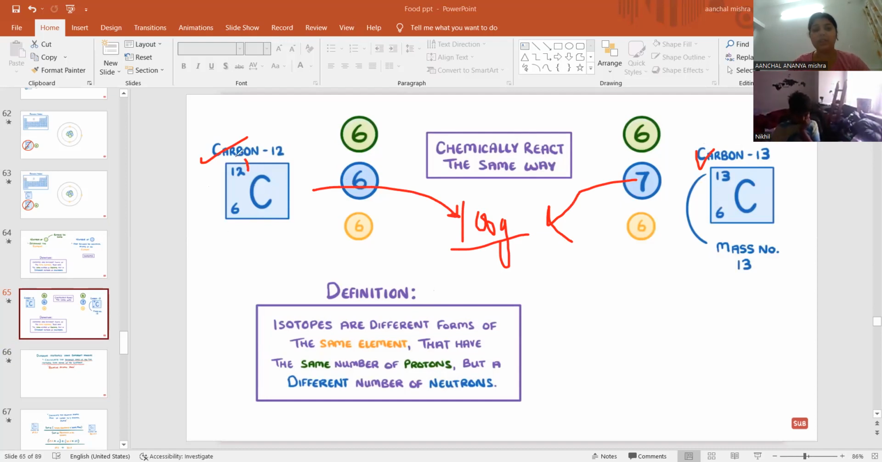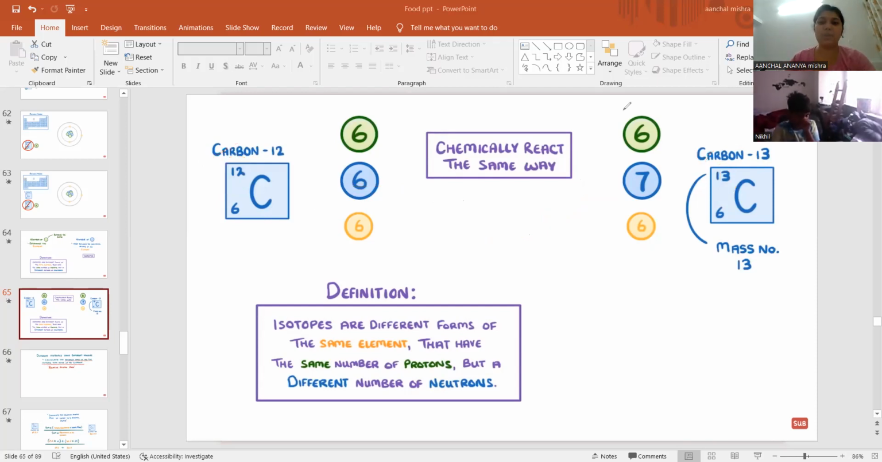Do you think the atomic masses of carbon 12 and carbon 13 are the same? It is 12 here, it is 13 here, right? So the atomic masses are different or not? Yes. So we need to calculate the average atomic mass of the carbon that is present in this 100 gram sample. Are you getting my point? Yes. Okay.